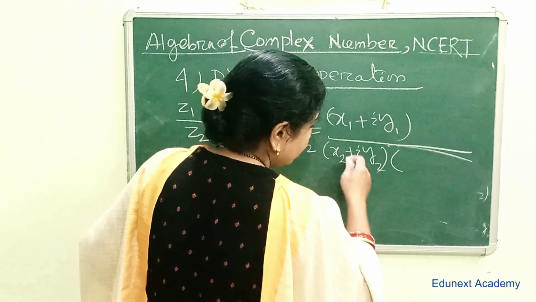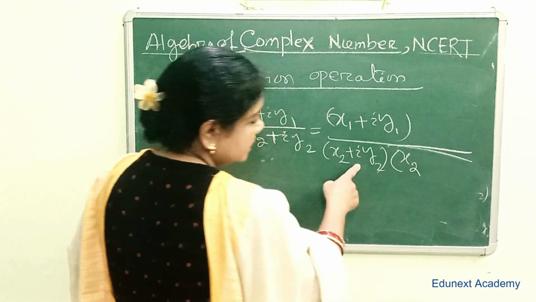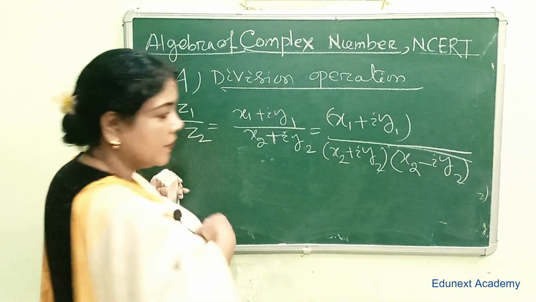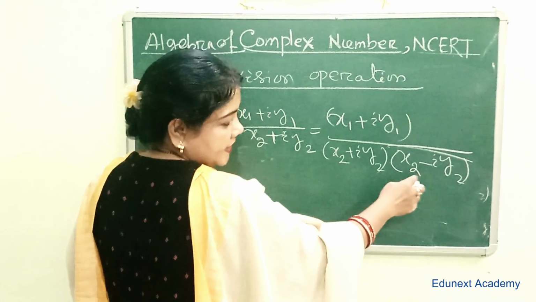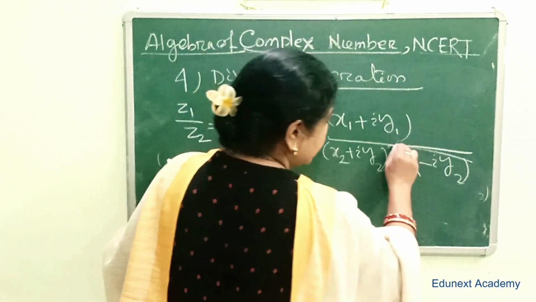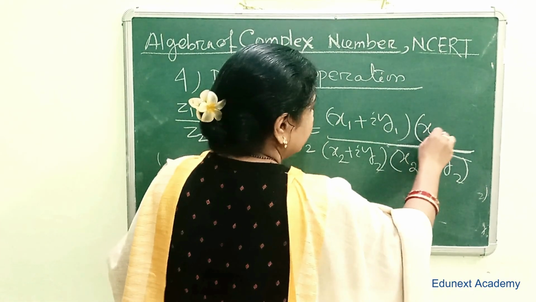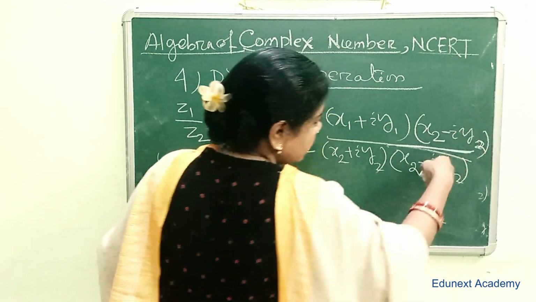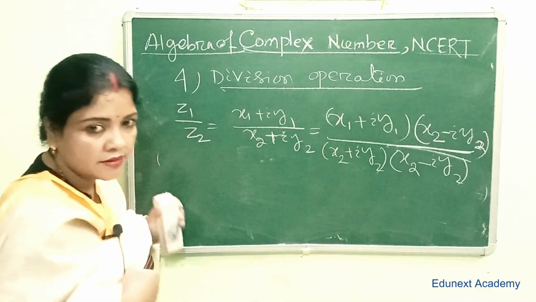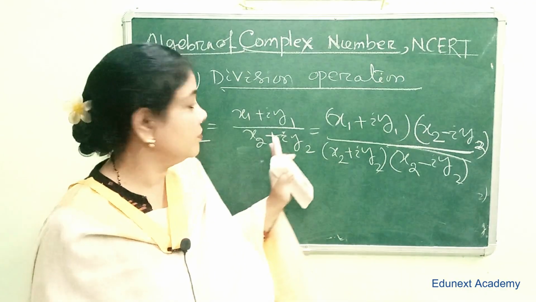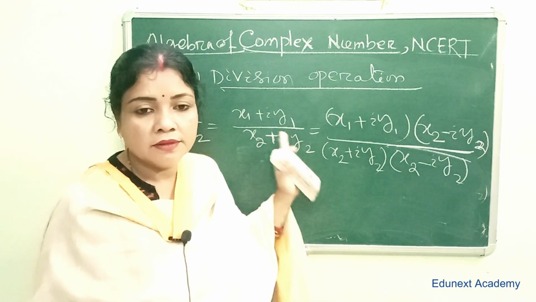That means we have to multiply x2 by the complex conjugate of iy2, which is minus iy2. Whenever we multiply the denominator by x2 minus iy2, the same thing we also have to multiply in the numerator. Now see, this is cancelled out. This is equal to this. So in this way, we can simplify the division operation.